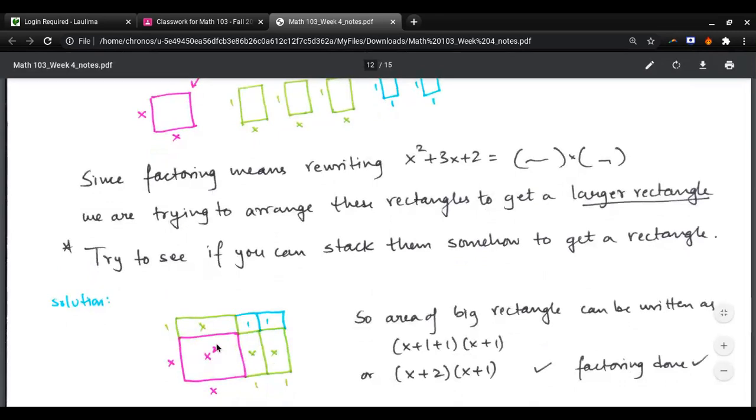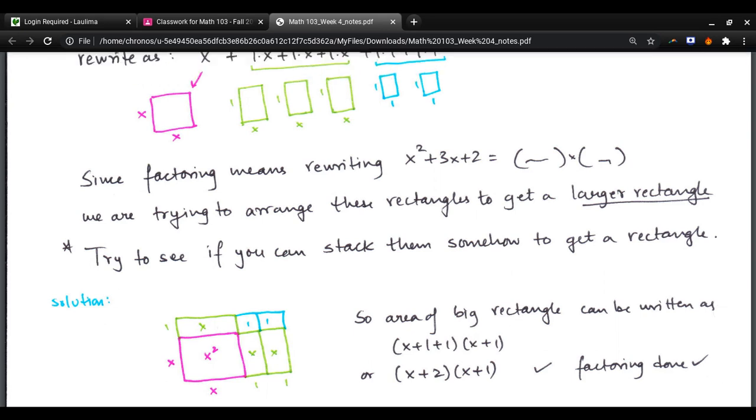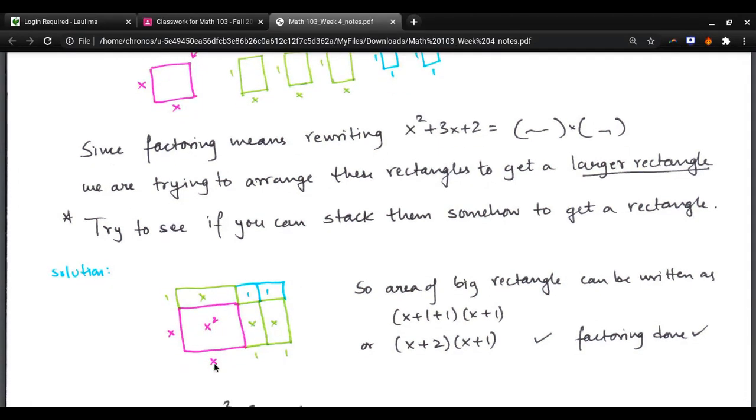Here's the solution. You place the pink rectangle, 2 green rectangles on its right side, 1 green rectangle lying on the x on its width, and then the 2 small blue rectangles of area 1. And when I do this, I notice that the area of the big rectangle is just the length, which is x plus 1 plus 1, that's x plus 2, and the height, which is x plus 1, so it's x plus 2 times x plus 1, and you're done with the factoring.